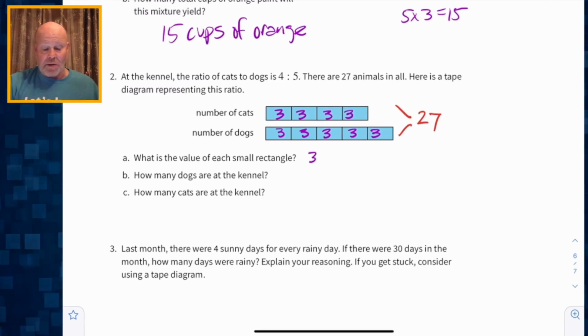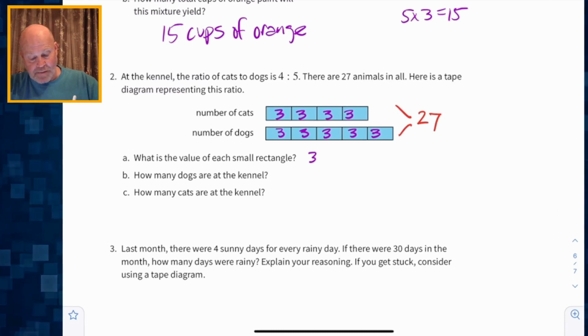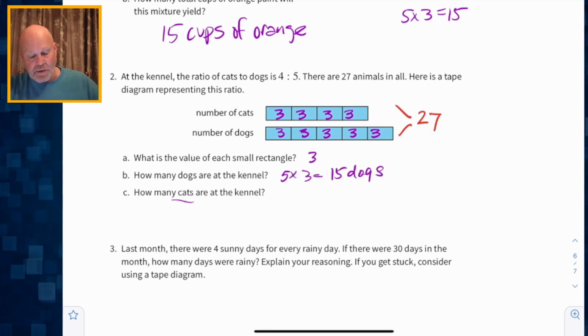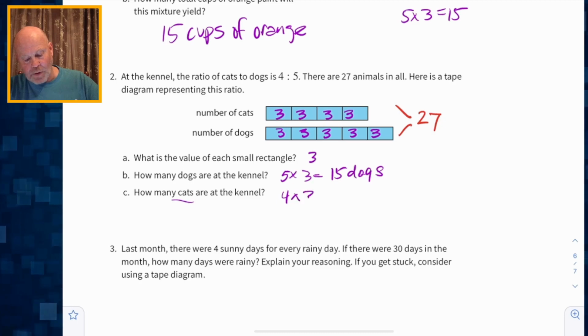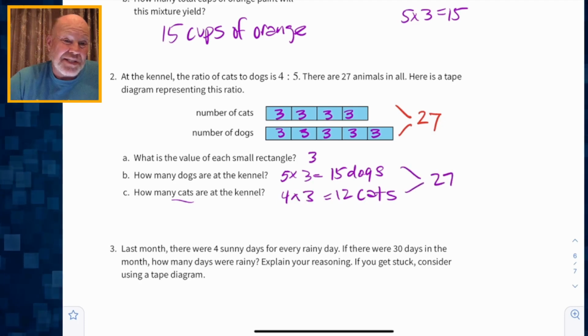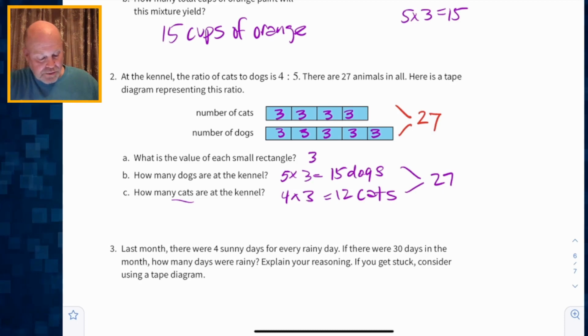How many dogs are in the kennel? Well, we can see we've got 5 units of 3. So that's 5 times 3, we've got 15 dogs. And then it says how many cats are in the kennel. We've got 4 units. 4 units times 3 is 12. And sure enough, when you add those together just as a check, you get 27. So there's our answer there.